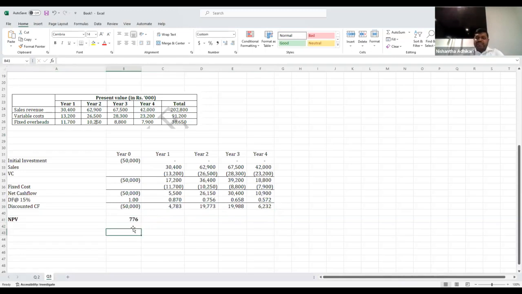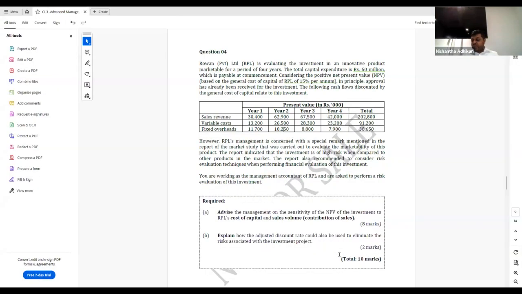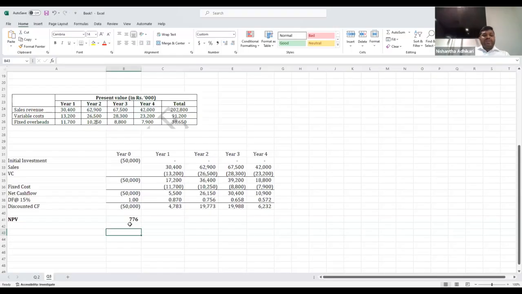Now if you look at the requirement, it asks to calculate the sensitivity to the discount factor or cost of capital. You have to calculate at which discount factor. That means, in order to convert this NPV into zero, what percentage should this discount factor change? At 15%, your NPV is 776. If it is to be zero, should the discount factor be greater or lower than 15%? When the discount factor goes up, your present values will fall. Then NPV will be zero or negative if you discount at a higher rate than 15%. Sometimes if it is 20 or 25, it will create a big difference.